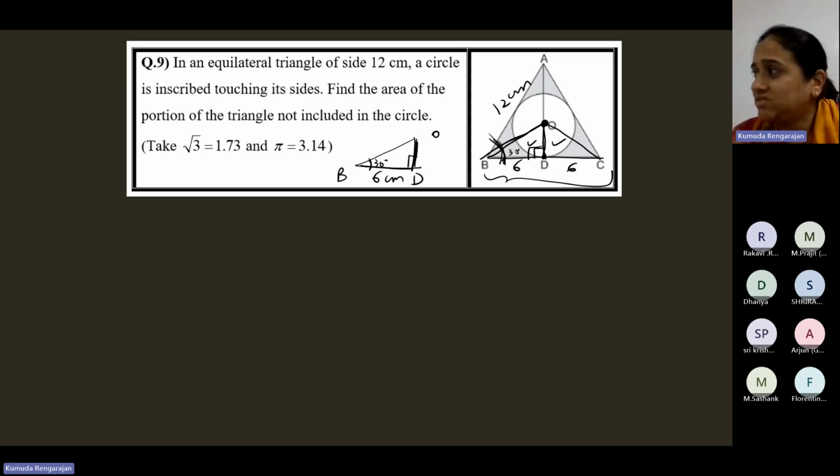So what you have to do in this chapter is take an A3 paper. Draw all the figures you come across. Whatever we do here, draw all the figures. And just write the details given. Like for this figure, the side of the triangle is given. Just write side of the equilateral triangle is equal to 12 centimeters. That is enough for you. And you know what is to be found. The shaded region area has to be found.